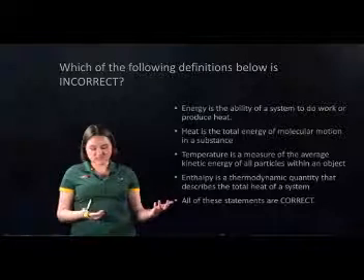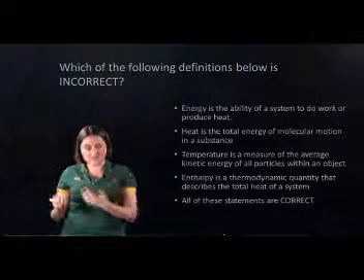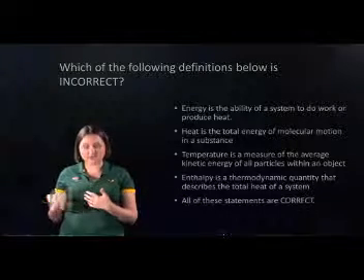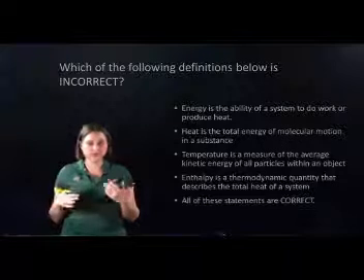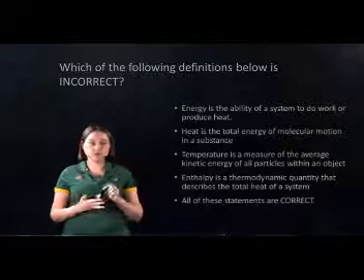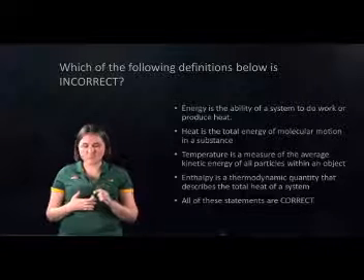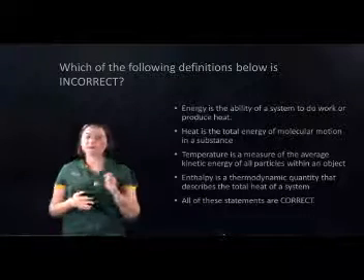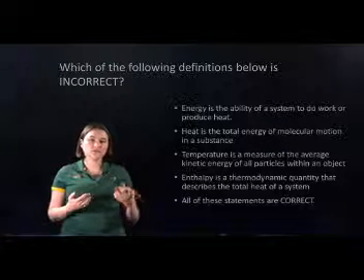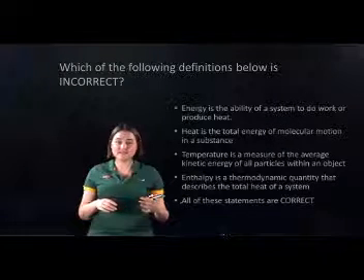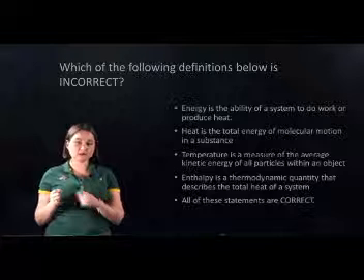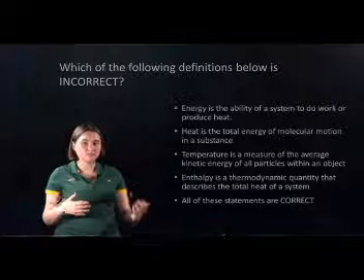We measure the heat with the temperature. So the temperature is a measure of the average kinetic energy of all the particles within an object. So we start with energy. Heat comes from energy. Temperature comes from heat. And then enthalpy also comes from heat. So enthalpy is a measure of the amount of heat evolved per an actual amount of substance, generally 1 mole.